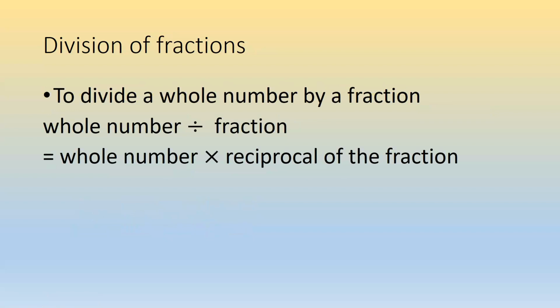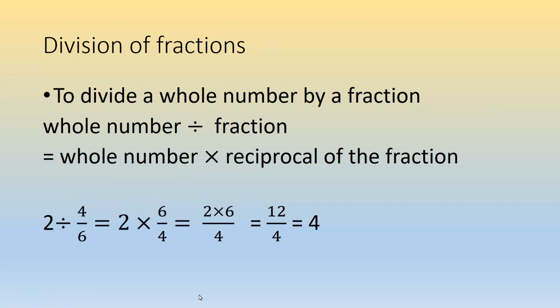Another example, to divide a whole number: we have our whole number here divided by 4 over 6. For the whole number, you maintain your whole number, which is first, then you multiply it by the reciprocal of your fraction. So now 6 is the numerator over 4. After that, you multiply. When you have a whole number like this, it is always divided by 1 underneath. So this 2 is the same as 2 over 1. But because the 1 is not very significant here, most often it is not written.